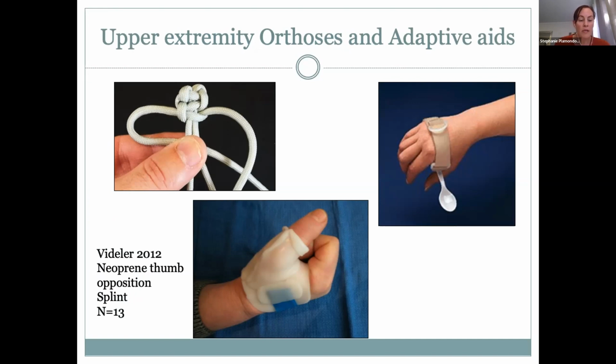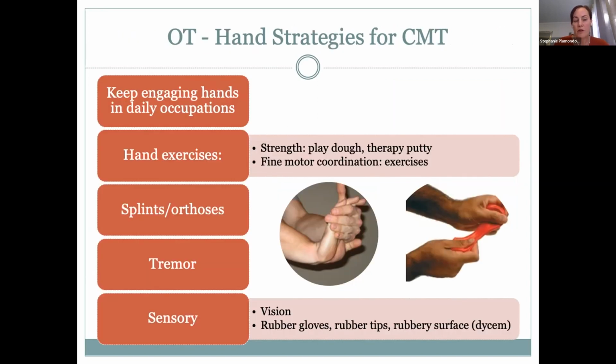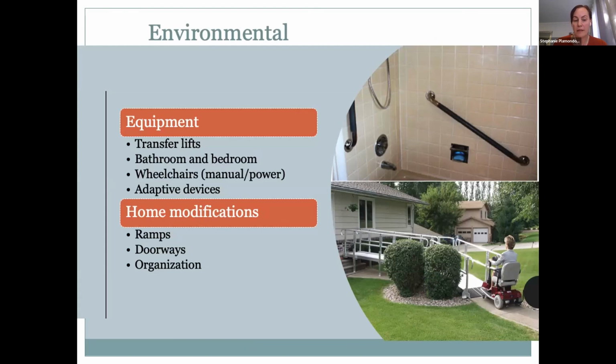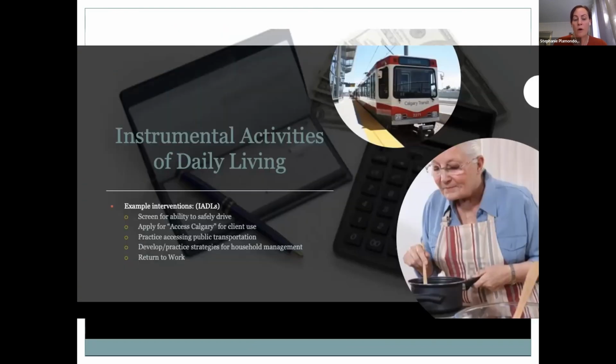And so there's been a small study looking at neoprene thumb opposition splints that help with positioning of the thumb when the thumb is weak for patients with CMT to improve their hand function. And there's a number of different strategies that they may prescribe, like hand exercises, stretching, light weights for tremor on the wrists, and some sensory things like rubber gloves to try to improve function there. They also look at home modifications and accessibility, and work, driving, public transportation, household management. So they can assist with some of those struggles for some patients that are having issues in those areas.